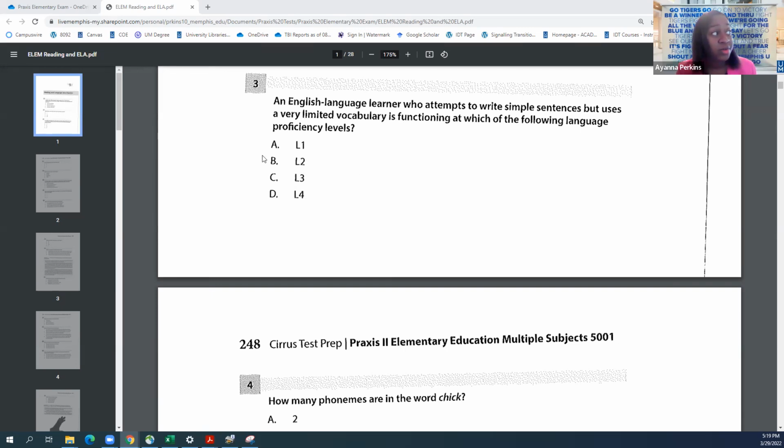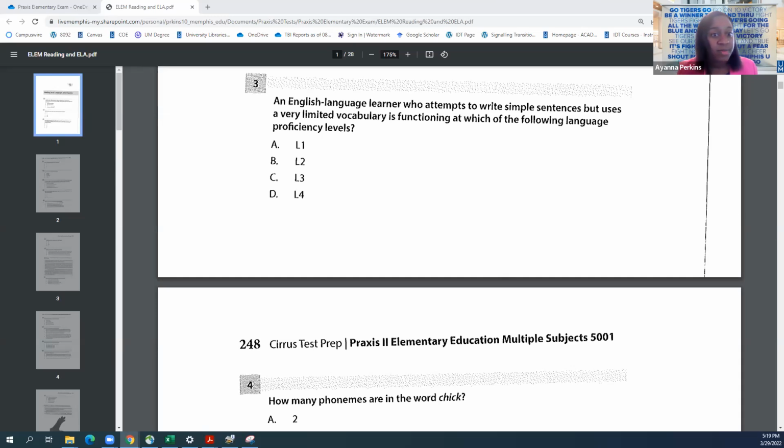So we know that during the silent period, they're not doing any writing or anything like that. So we really can be at B, because when we look at levels three or levels four, those higher levels, they're able to communicate more, right? So the answer would be B in this case.